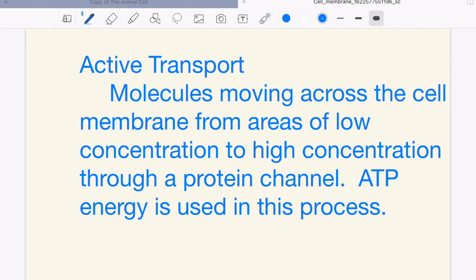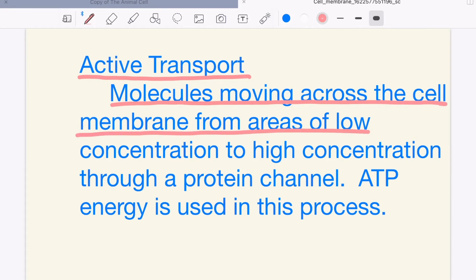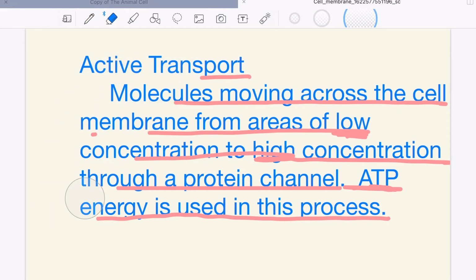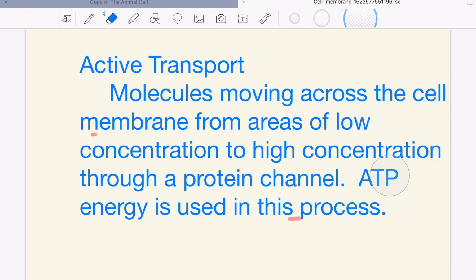Here we have what's called active transport. Okay? Active transport: molecules moving across the cell membrane from areas of low concentration to high concentration through a protein channel. ATP energy is used in this process. Now, there's a lot going on here. So I'm going to highlight some key words here to help you remember.